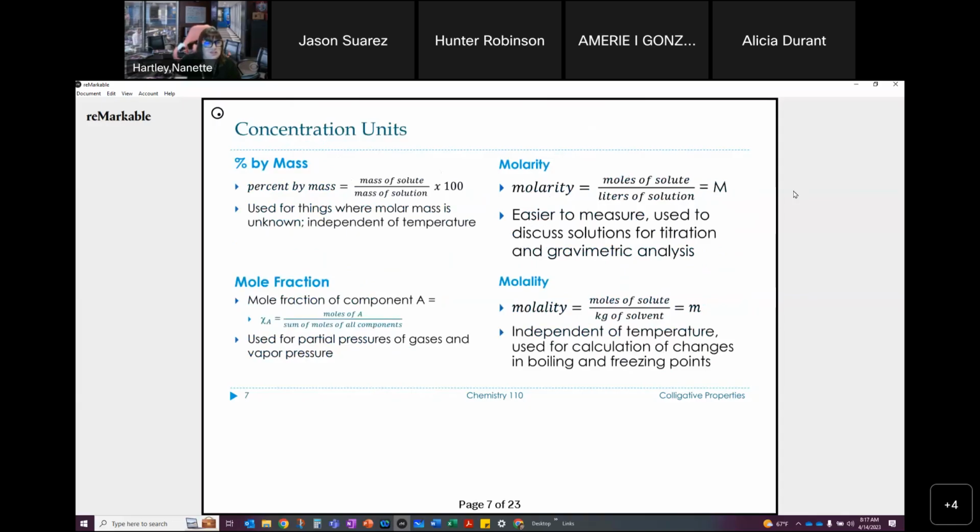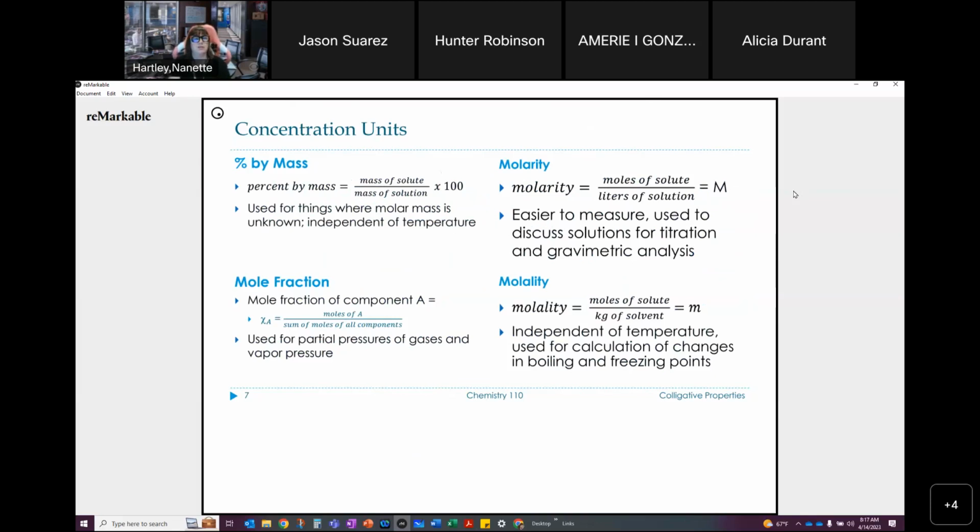Now, concentration units. We talked about this very briefly before. We have a percent by mass. Percent by mass is the mass of the solute over the mass of the solution times 100. So that's used for things where molar mass is unknown. It is independent of temperature. If I don't know what that material is, I can calculate a percent by mass and report that as a concentration, because if I don't know what it is, then it's not possible for me to tell you what the molarity is. I can't tell you what the molality is, because if I don't know what it is, then I can't calculate the number of moles.